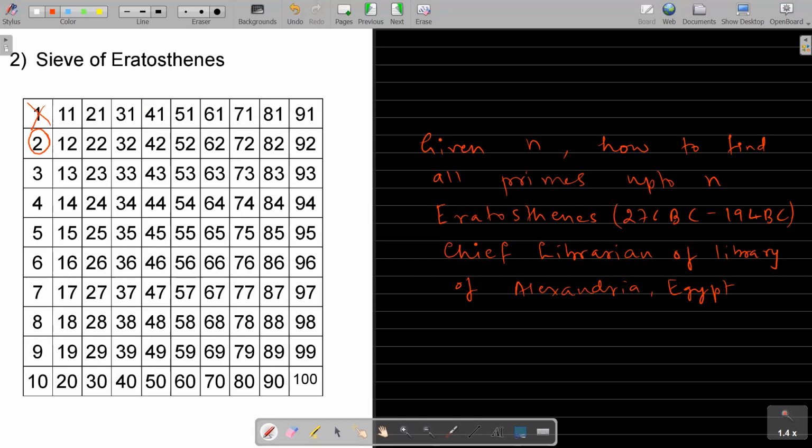What is your board? CBSE? Yeah, sir, it's CBSE. Sir, in my ICSE, I also have the same. Oh, we had it in 5th grade. Okay, same, fifth grade.